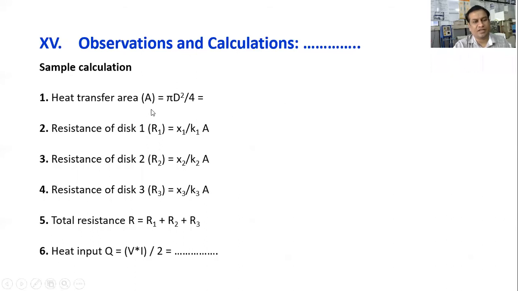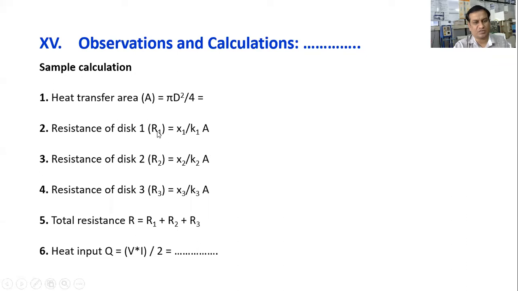Then you can calculate the heat transfer area with the help of the pi by 4 d square formula, as it is a circular plate. So you can use this formula, that is pi by 4 d square. So d is the diameter. We already know the diameter value, so you can calculate this area.